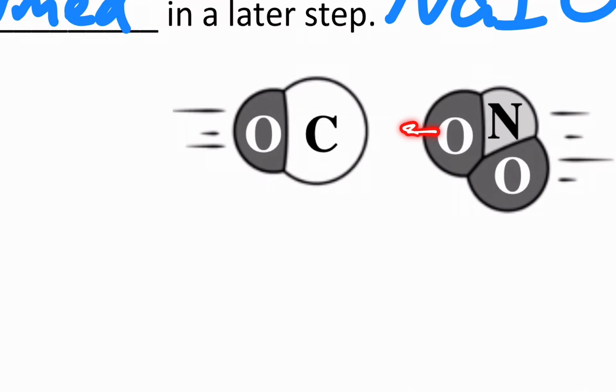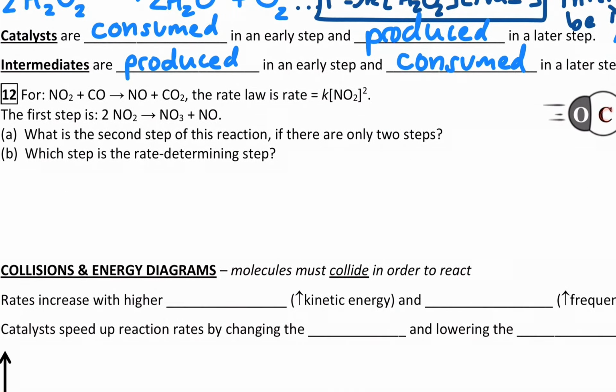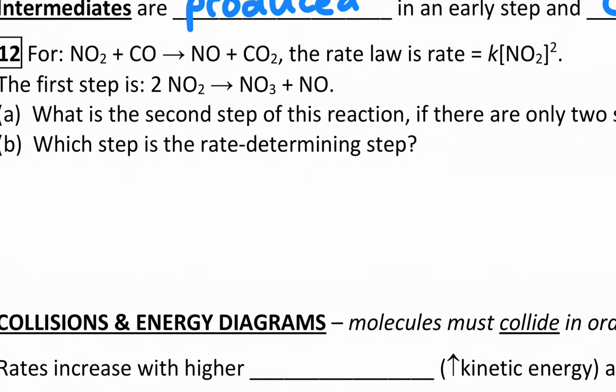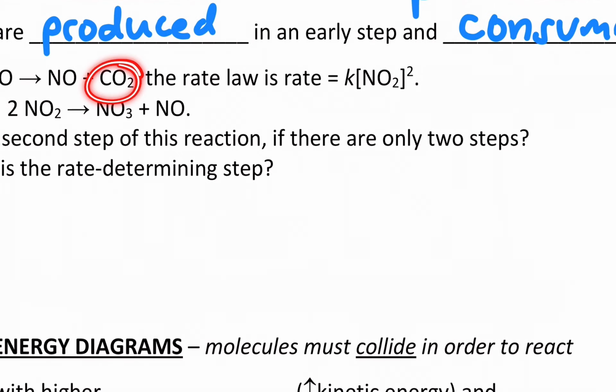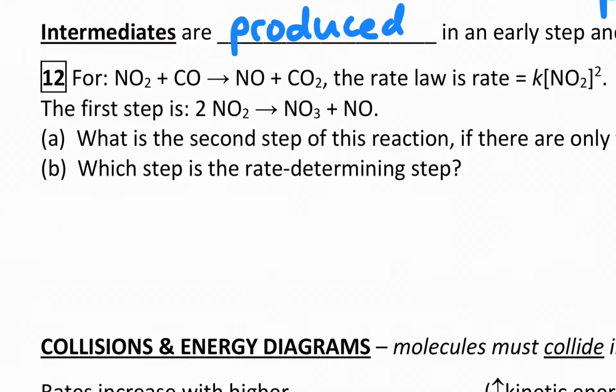They actually have to hit each other head on so that the carbon sees the oxygen. That's sometimes something that the AP asks about, and it'll show you pictures like this where you have to choose the right diagram to show that you understand what's being formed. Anyway, back to mechanisms and rate laws.